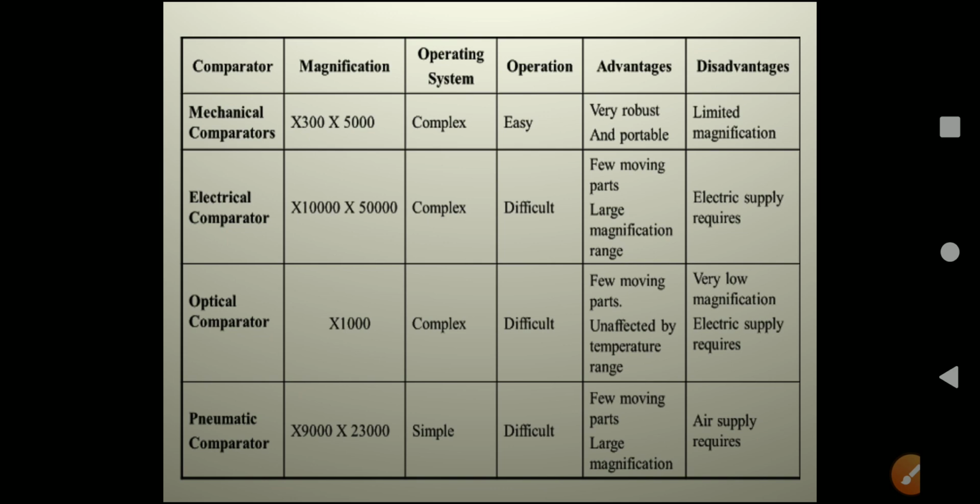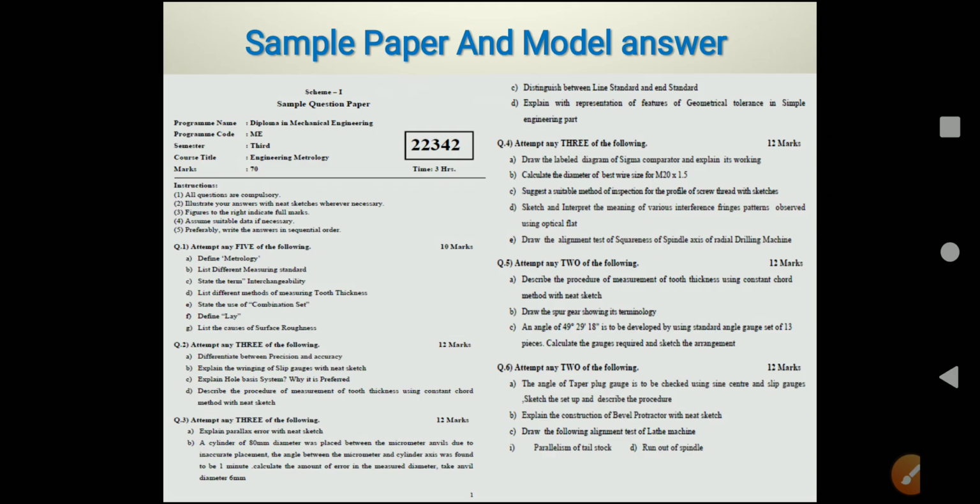Let us see how a sample question paper looks. Here on screen you can see the sample question paper of engineering metrology, that is of 70 marks. Let us see the first question. Attempt any 5 of the following, and it is of 10 marks. So each question will be asked for 2 marks. The first question is define metrology, as we discussed in the first lecture. Also in our summary we have seen such kind of question.